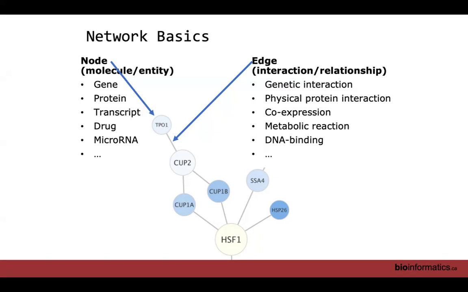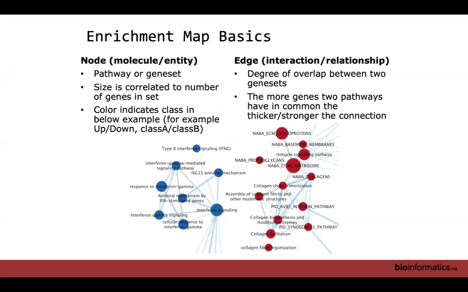So how are we going to go about taking the concept of a network and use it for our benefit with our enrichment type results? So now we're going to talk about a different type of network, and it's called an enrichment map. Okay, and what is an enrichment map? Here, instead of an individual node being an individual protein, each node is a pathway or a gene set.